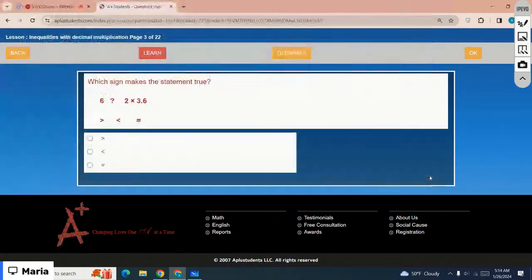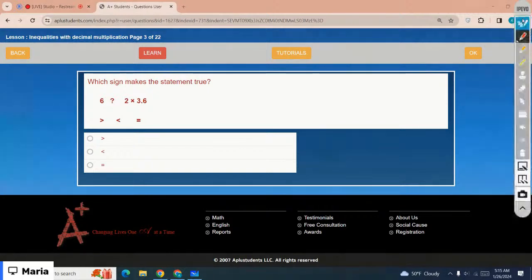Yes, 2 is smaller than 2.4. You have to compare 6 to 2 times 3.6, right?